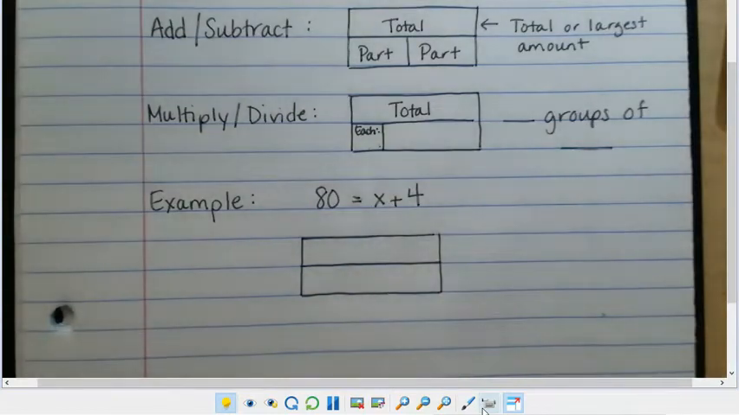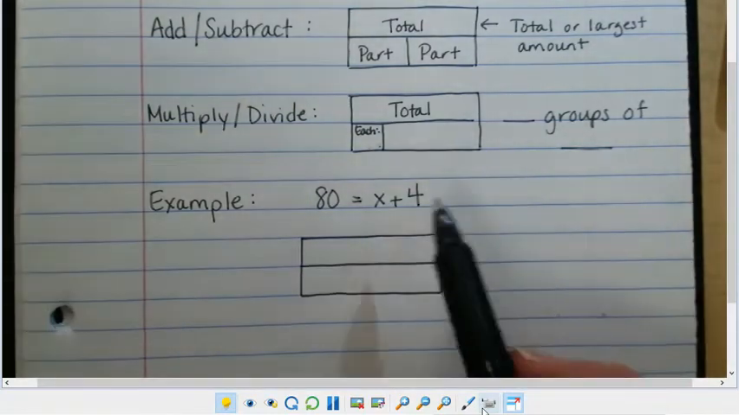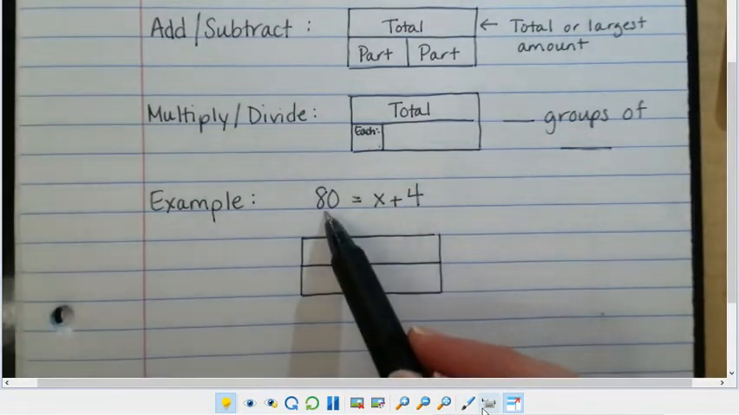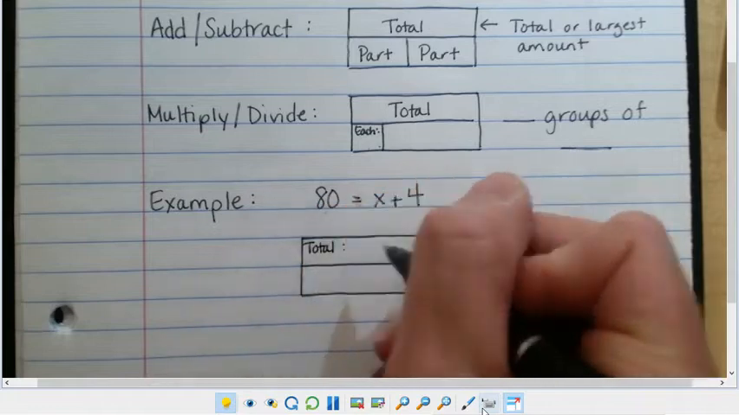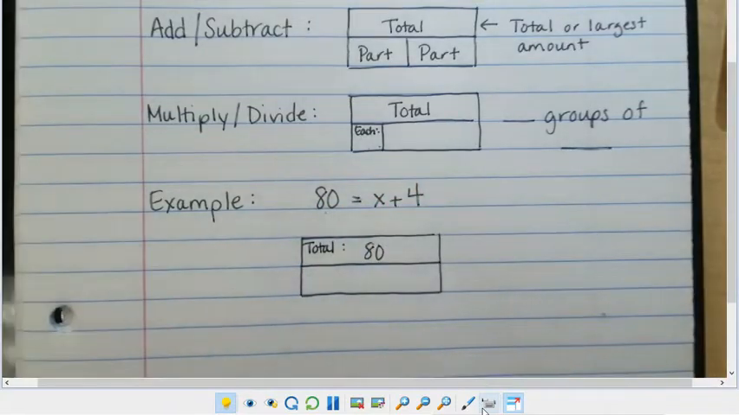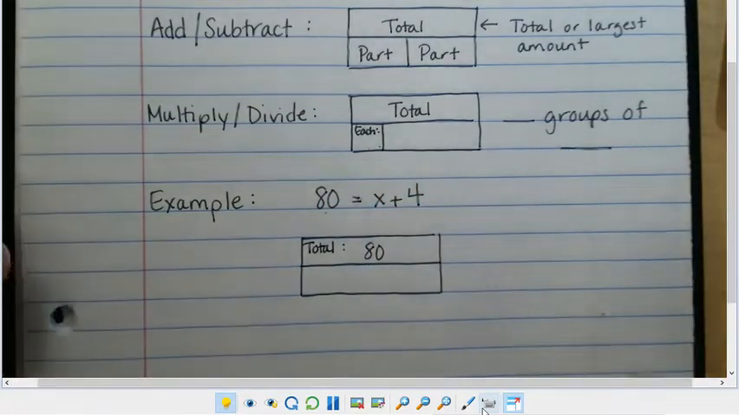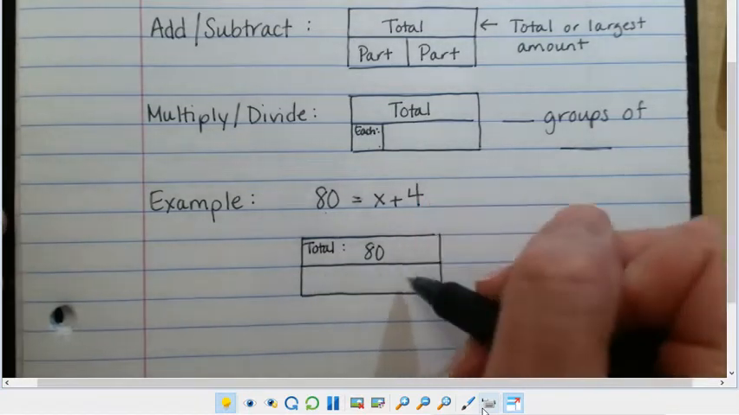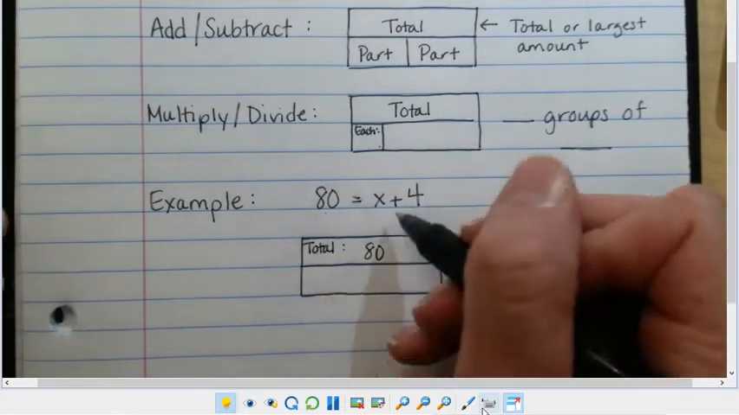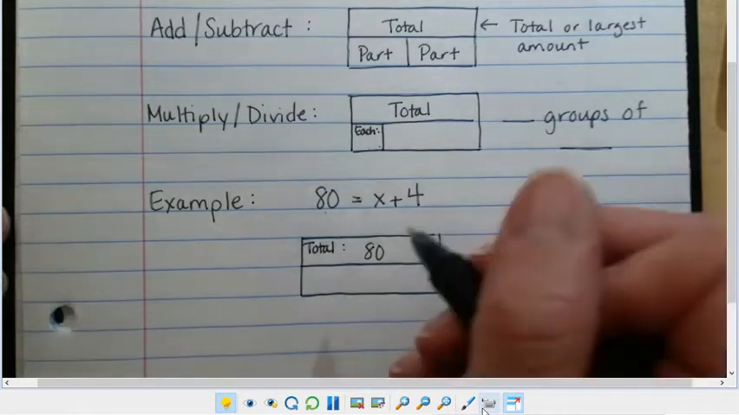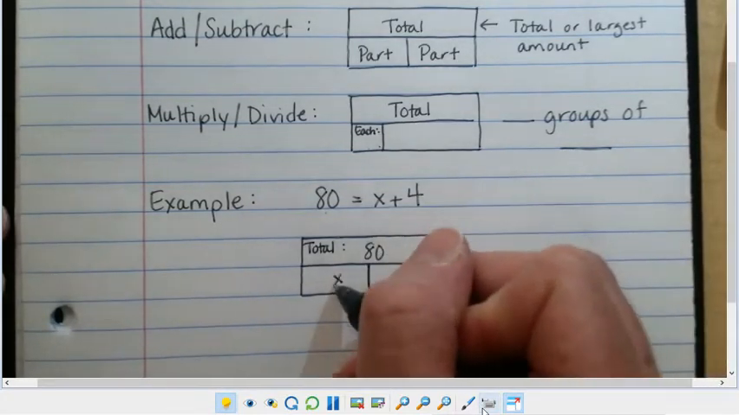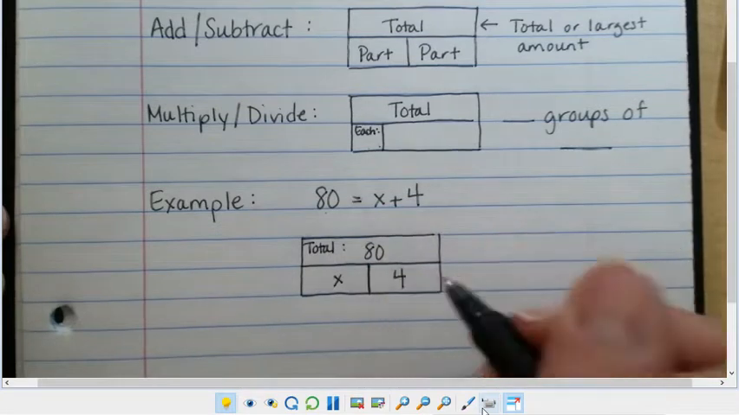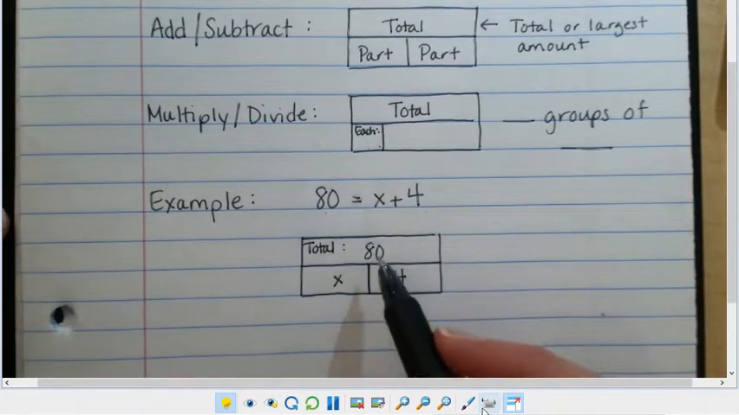I first think about what my largest number is going to be. Well, I'm adding these together to get this number. So this is going to be my total or my largest number. And then I always just, even though some people like to make a smaller box for the smaller value or a larger box for the larger value, I just split it down the middle. And x will go in one box and 4 will go in another because I'm going to add those two together to get my 80.